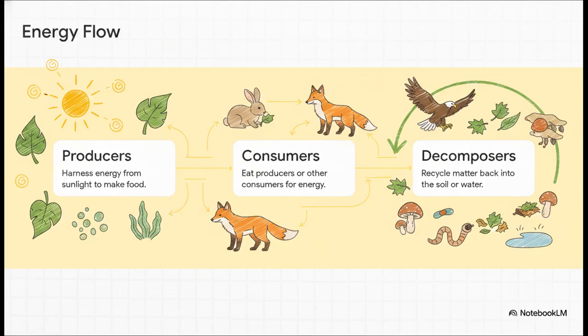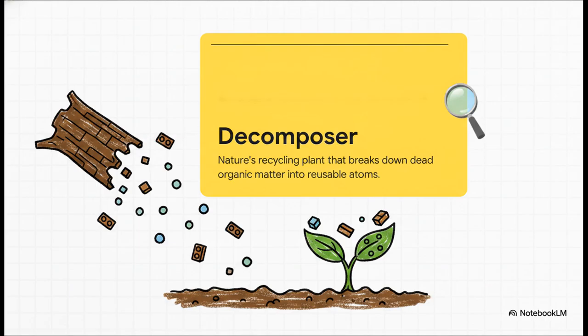But Step 3 is where the real magic happens. When those organisms die, decomposers step in to recycle all that matter right back into the soil or water, creating this perfect closed loop. Actually, let's zoom in on that third step for a second, because it's just fascinating. A decomposer is essentially nature's recycling plant, breaking down dead organic matter into reusable atoms. And this brilliantly illustrates a huge concept for us.